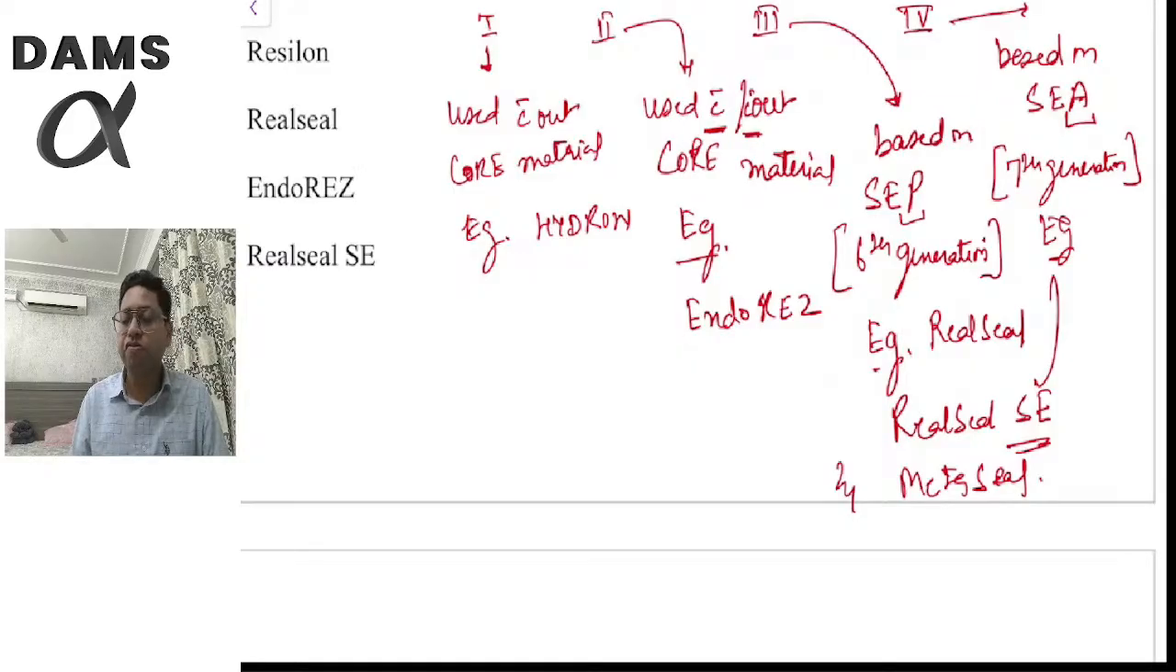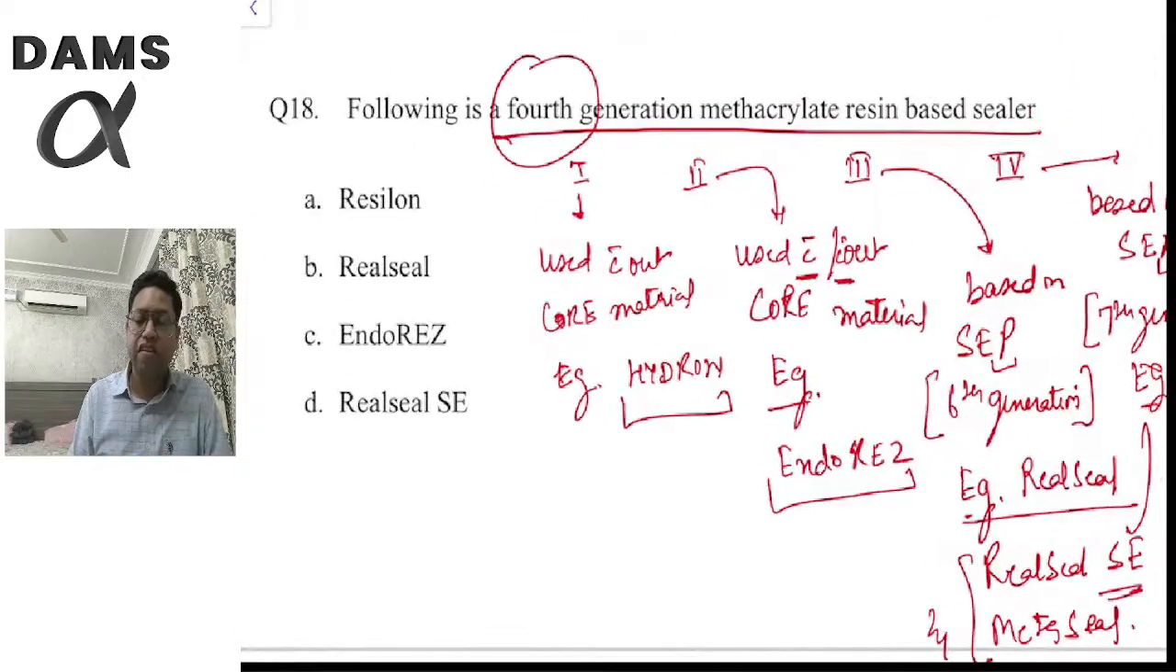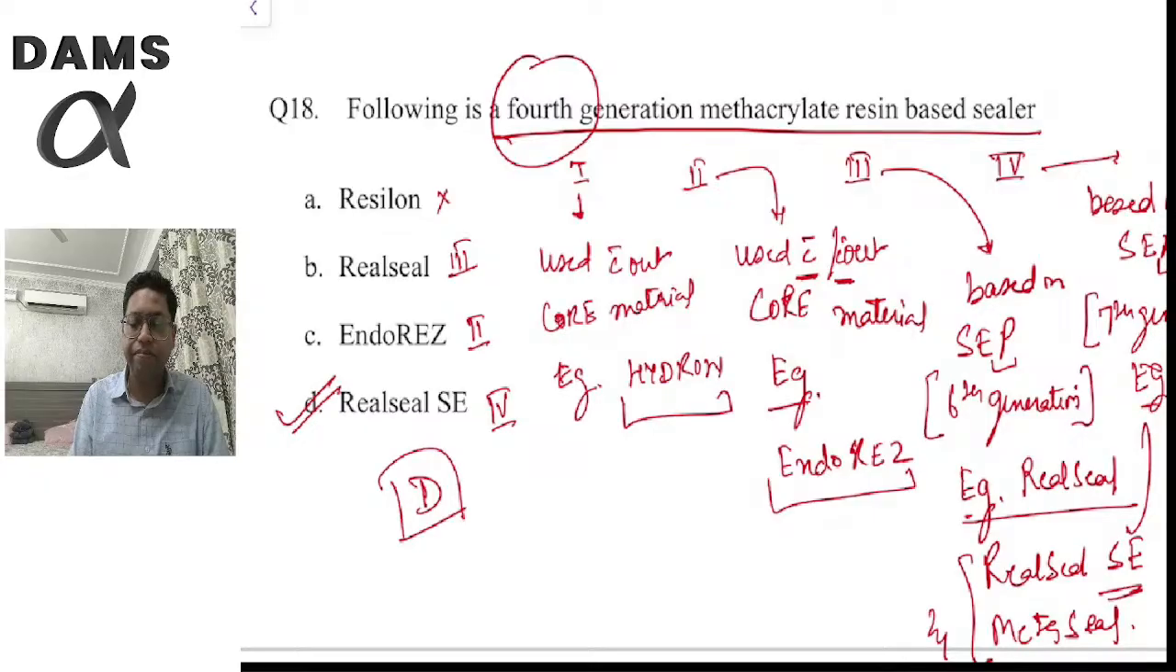These are two examples of your fourth generation, example of third generation, example of second generation, example of first generation. This is something that you have to remember. Question is asking you about fourth generation. Answer would be RealSeal SE. Resilon is not related to methacrylate resin-based sealer. RealSeal would be third generation. EndoREZ is second generation. RealSeal SE fourth generation. Answer option D.